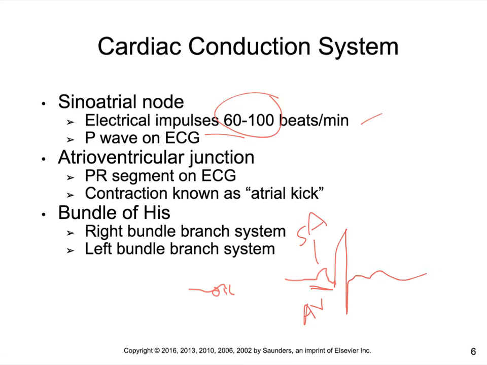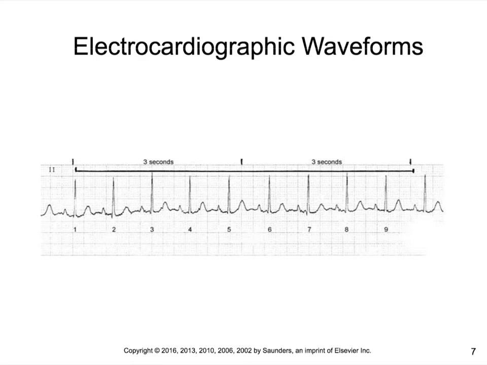And then this whole QRS segment is the ventricles firing or contracting. And then this is when the ventricles rest. So we can see the time frame that this occurs, and it should happen 60 to 100 times a minute. The SA node should fire 60 to 100 times per minute in order for a patient to have a normal heart rate. This is what this would look like on an EKG.